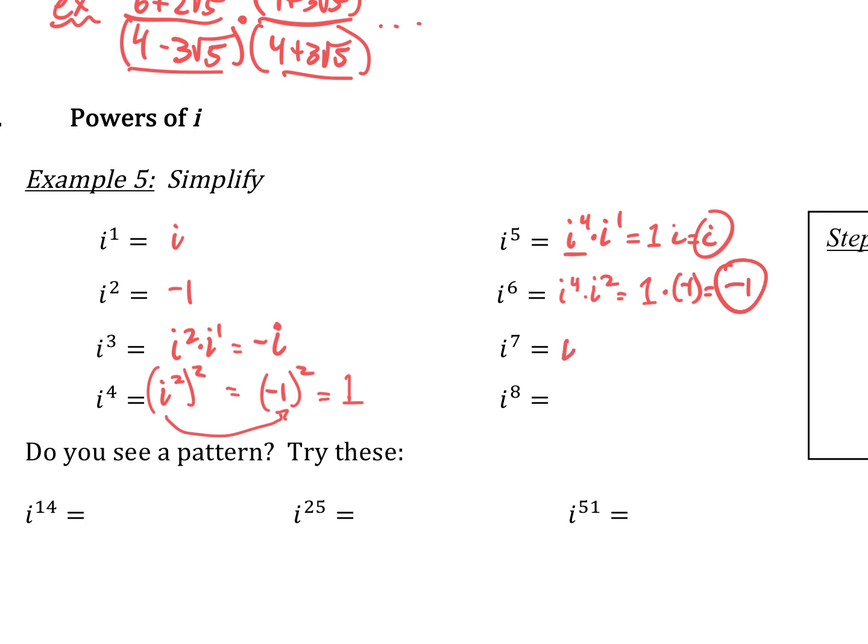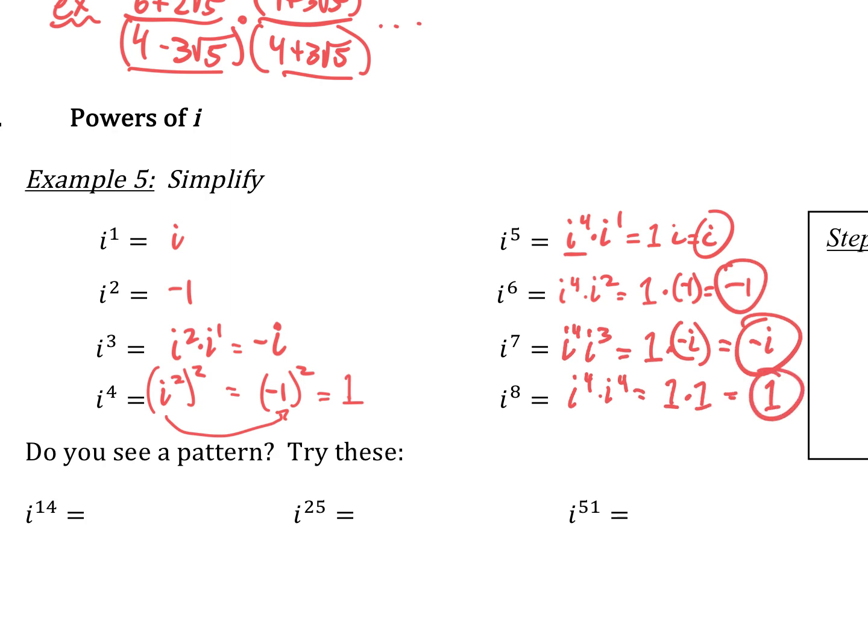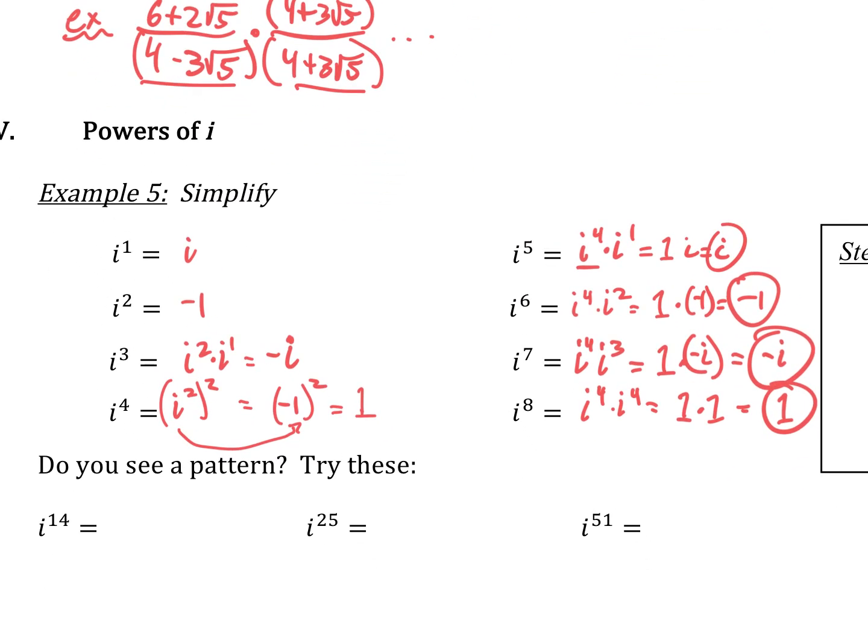i to the seventh, that's i to the fourth times i to the third. i to the fourth we know is 1. And i to the third is negative i. And so that's just negative i. And i to the eighth, well, that's just i to the fourth times i to the fourth, which is 1 times 1, which is 1. Okay, so we see this repeating pattern going on. i, negative 1, negative i, 1.